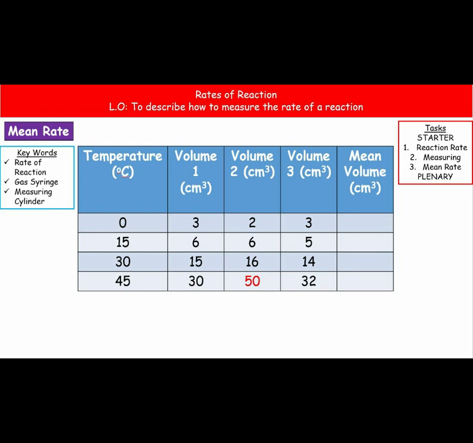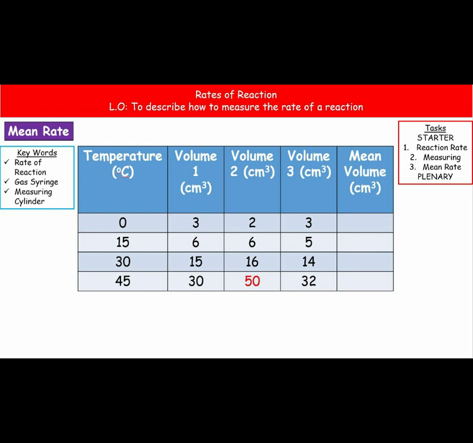Now, the last point I asked you to do was to work out the anomalous result from that table. Hopefully, we picked out the one I've got in red for you, volume 2 for 45 degrees Celsius. Because if we look at the other 2, we've got 30 and 32, and then the 50. So what we're looking for with our anomaly is the one that doesn't fit with the others. It's way out. We'd be expecting something around 30 again, but instead it's 50. It's an outlier, an anomaly. So that one is a problem.